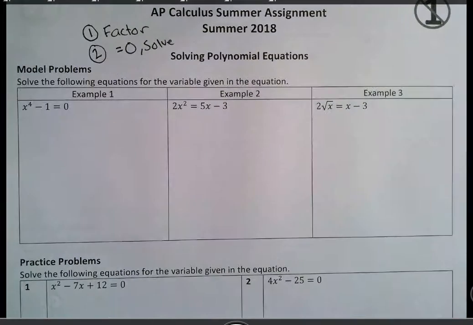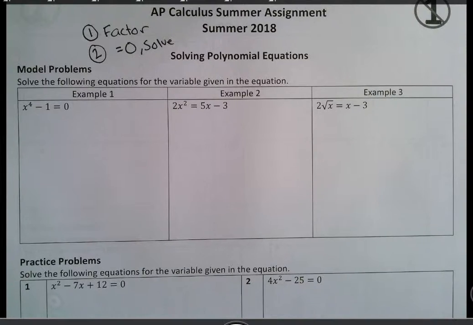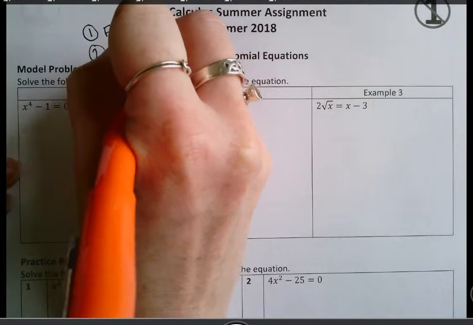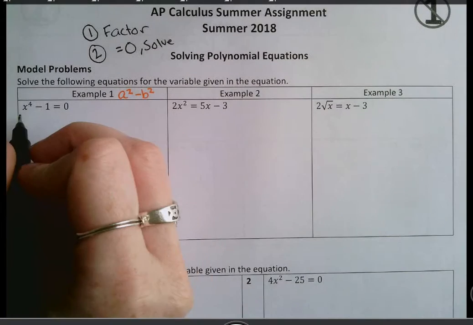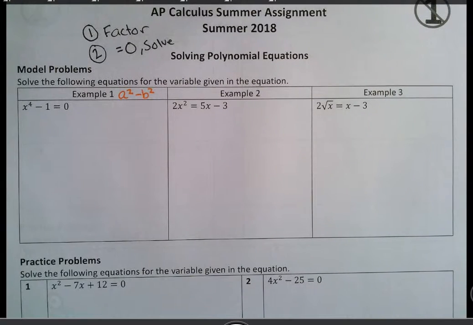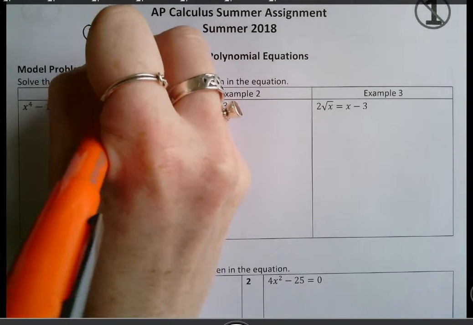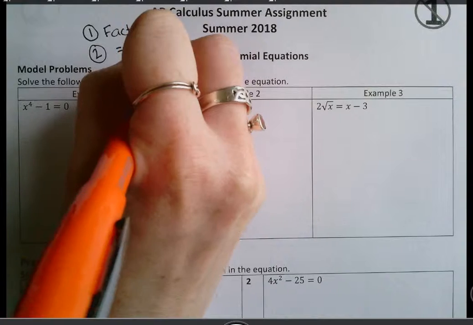So if we look at example 1, the main thing we're using here is that rule, the a squared minus b squared. Because remember, that can be broken up. I can make that into an a plus b and a minus b. So what we can do here is that, I have x to the fourth minus 1 equals 0. So if I follow my rule here, I'll write it all the way out. We have a plus b times an a minus b.